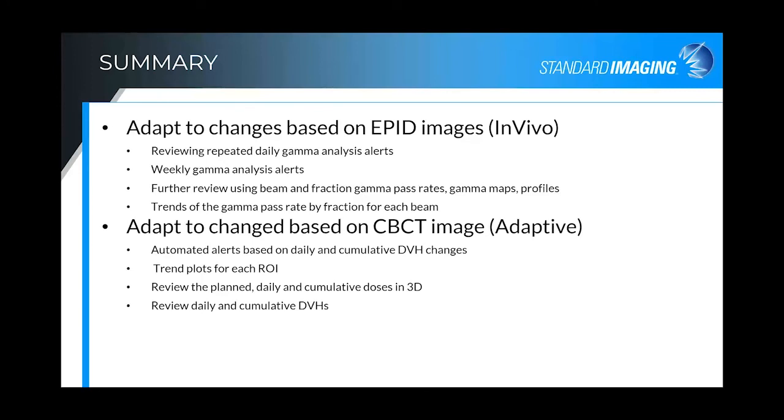The adaptive module provides tools to set up custom automated alerts based on daily and cumulative DVH changes. One can review these alerts further using trend plots for each ROI, scrolling through side-by-side plan, daily and cumulative 3D doses on the patient CT, and review daily and cumulative DVHs.